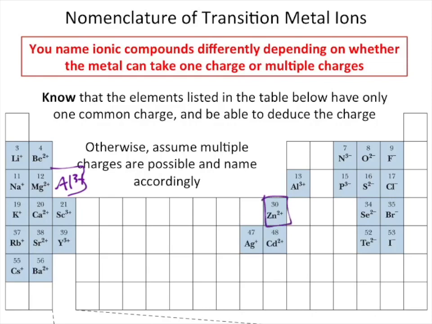Zinc is going to drop 2 electrons to reach the electron configuration with a completely full 3d subshell, and so will cadmium. And silver will do a similar thing. It'll drop 1 electron to completely fill its 4d subshell. Sorry, it drops those electrons out of the s orbitals, and we'll talk about that in the next video also. So that's what we have for now.